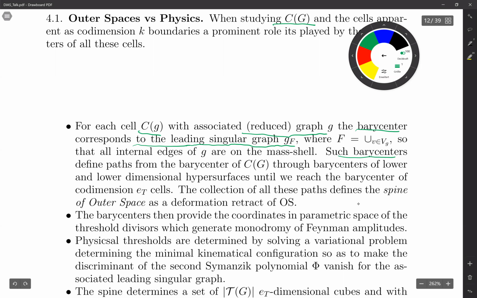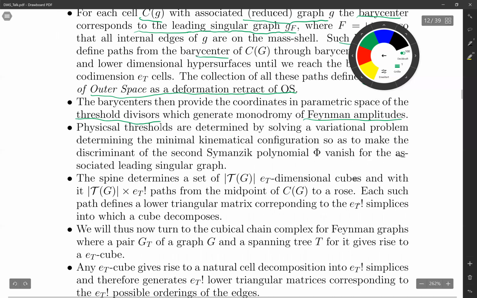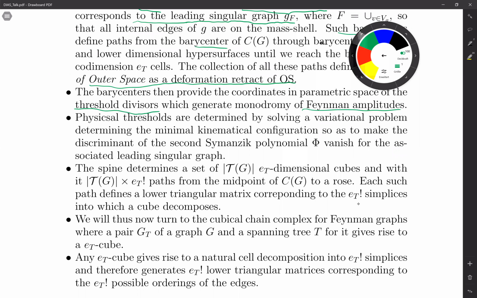Such barycenters form something which is famous in outer space, namely the spine of outer space. Please be a little bit patient, we see a picture on the next page. So the barycenters then provide coordinates in parametric space for the threshold divisors, namely for the points where your monodromy sits for all your Kreimer amplitudes. Physical thresholds are determined by solving a variational problem, namely you actually have to minimize your edge variables to find where your extremum are in these cells, and well, that gives you the leading singularity of the thing.